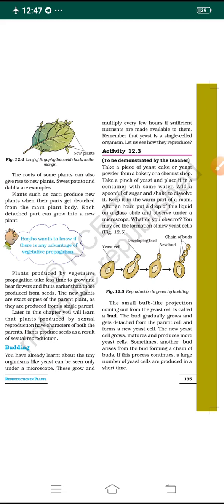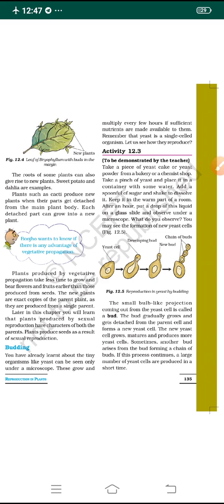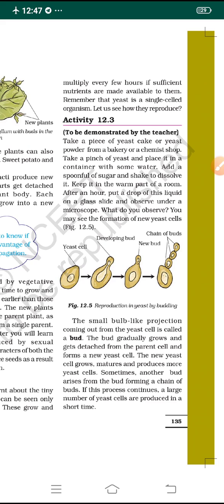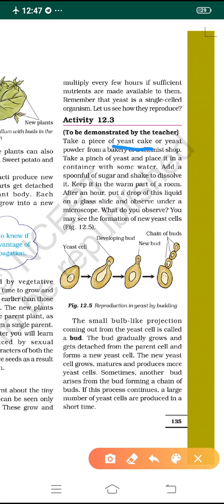Now in today's activity 12.3, let us see a demonstration of how we can show reproduction in yeast by the budding process. What we need to do in this activity: we have to take a piece of yeast cake or yeast powder. It is available in the market, from a bakery or a chemist shop.